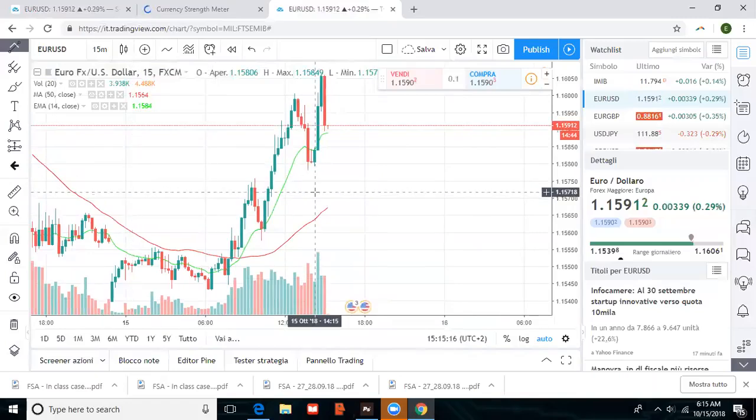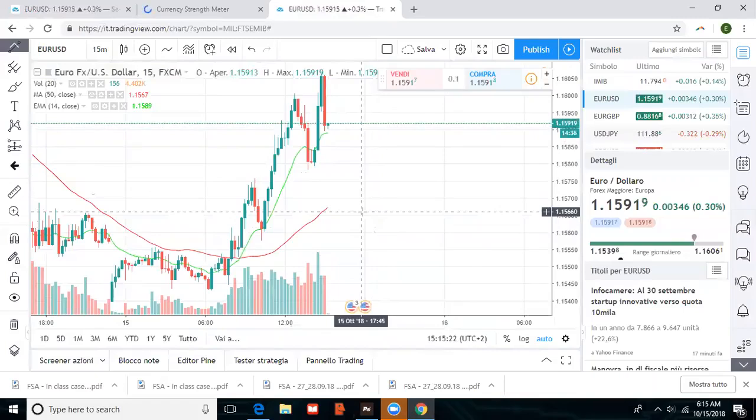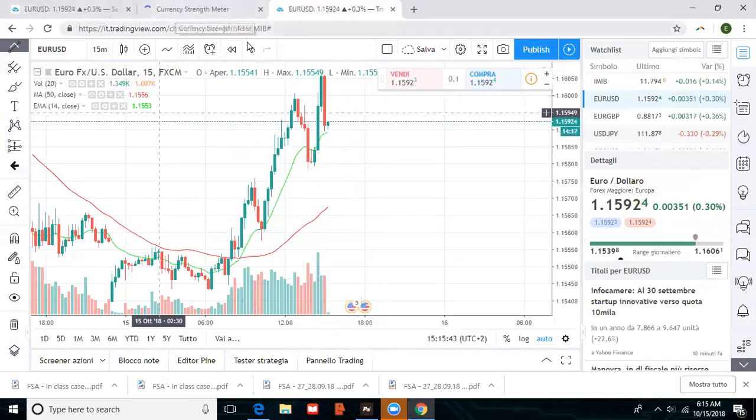There you go, okay. So also, always remember to check the news for the day when you want to trade, so that you can check if there is any big news. Because if there are really big news like non-farm payrolls or things like that, you don't want to trade that day.